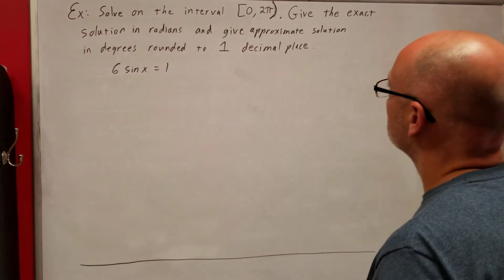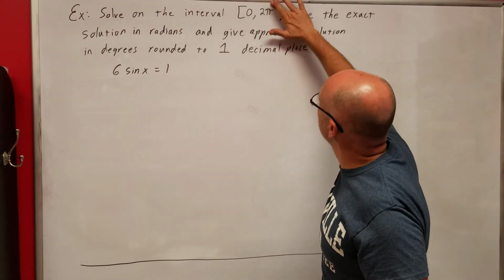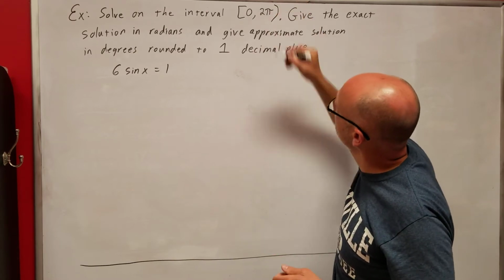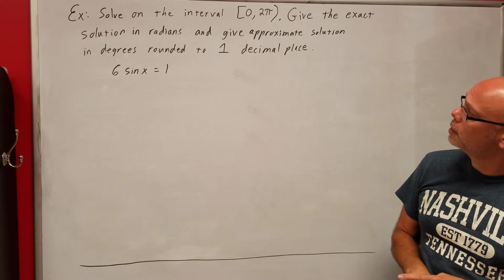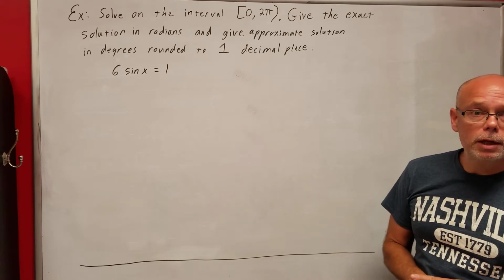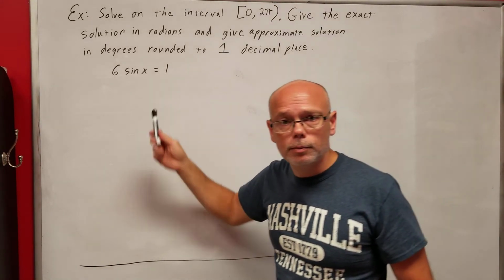All right, suppose we're solving on the interval from 0 to 2 pi. Let me write that a little better, from 0 to 2 pi. Give the exact solution in radians and give an approximate solution in degrees rounded to one decimal place. All right, here's my equation I want to solve.